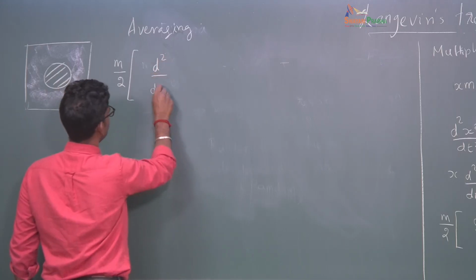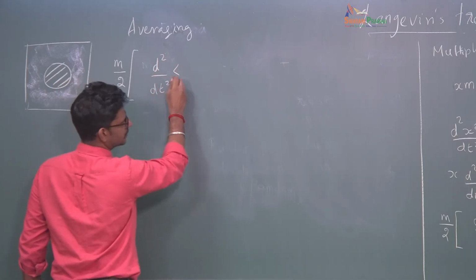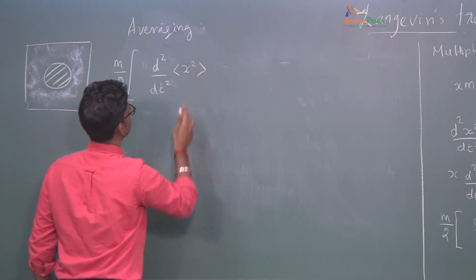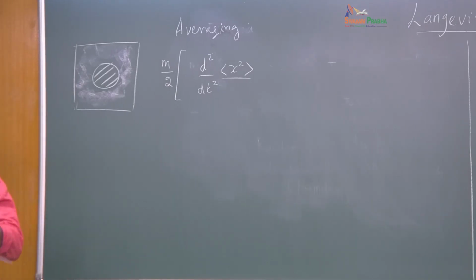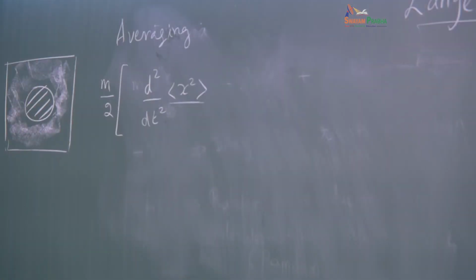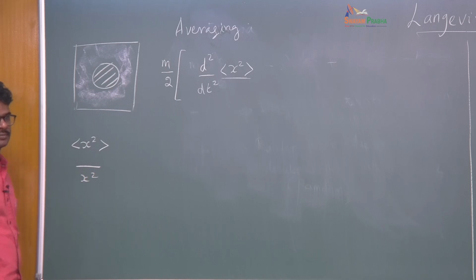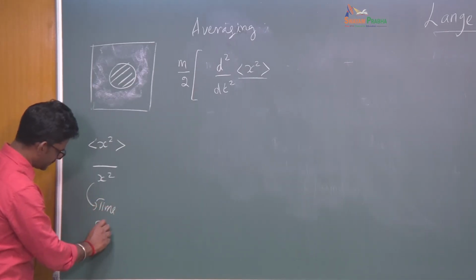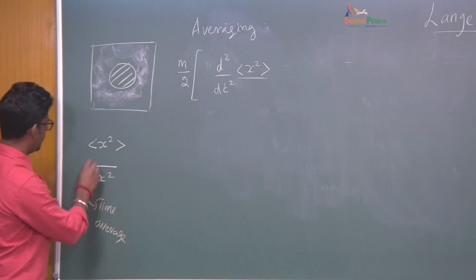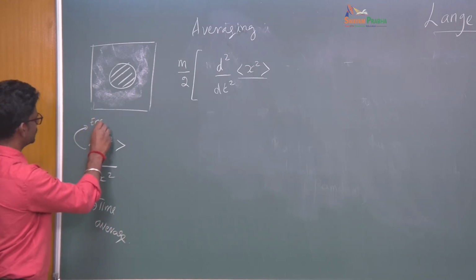Okay, so then what I have here is m by 2 d square by dt square of x square. I am using this symbol to denote the average, or I can also put an over bar. You can use either this or this, these two mean the same. If you want to be a little bit more careful, we use this terminology for time average, and this we use for what is called ensemble average.